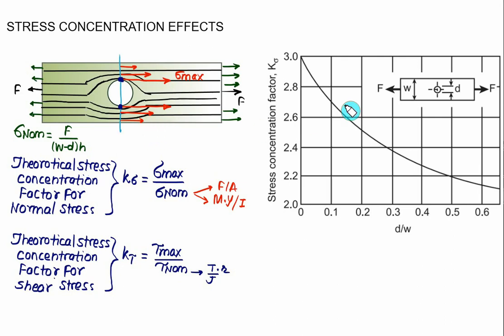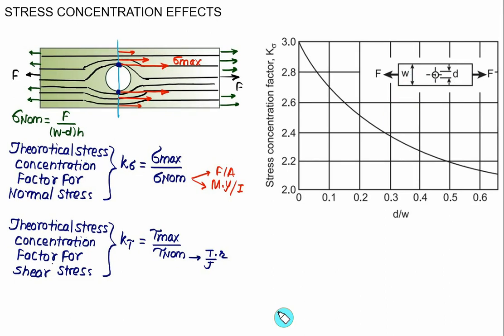Now this graph is available for calculating the value of the stress concentration factor K sigma, which is given as sigma max divided by sigma nominal. On the y-axis we are plotting the stress concentration factor K sigma. On the x-axis we have the ratio of the diameter of the hole to the width of the plate. This figure is shown here. We have a hole of diameter d and a plate of width w.